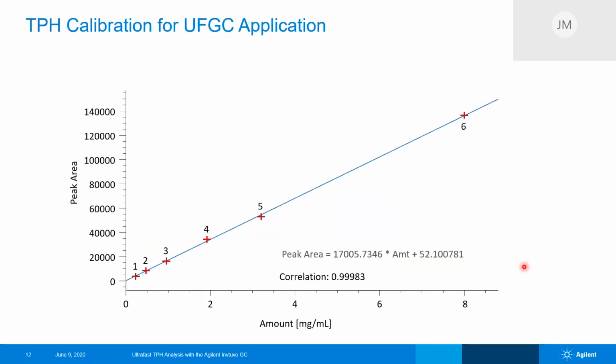And then finally, you have to look at the calibration curve itself, and you need to have at least a 0.99 correlation coefficient. And here we have a 6-level calibration and our correlation coefficient is essentially almost 4 nines. So we're meeting that test as well.